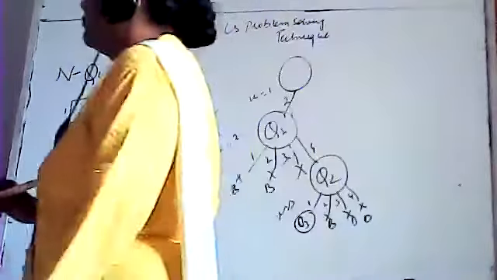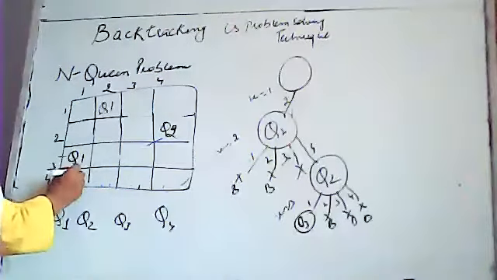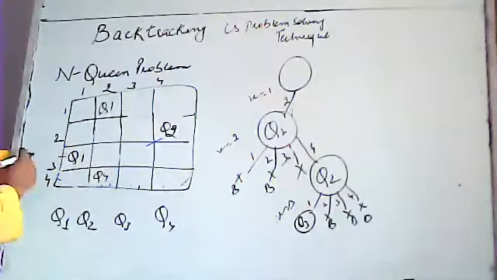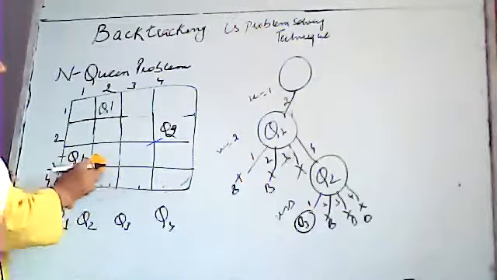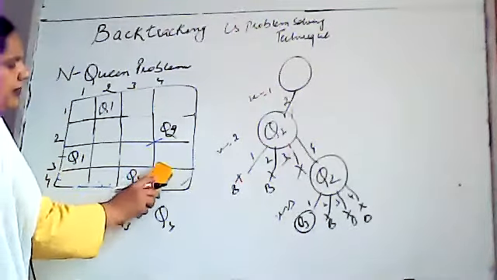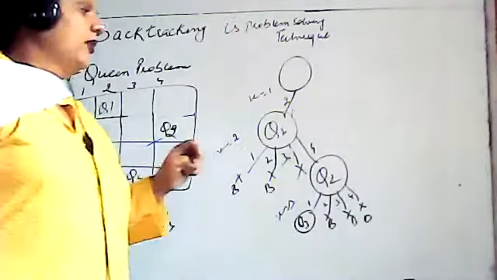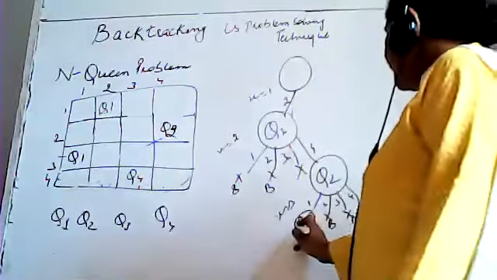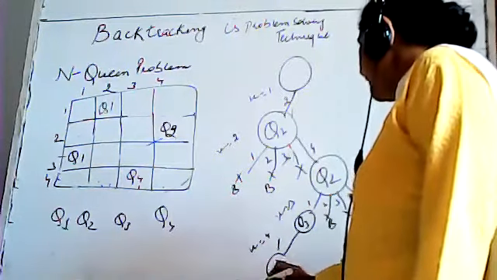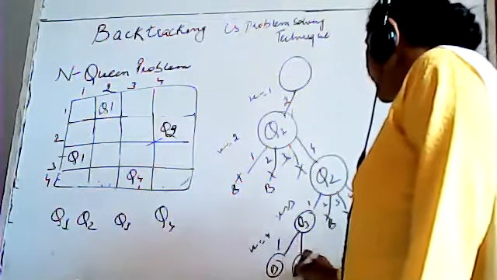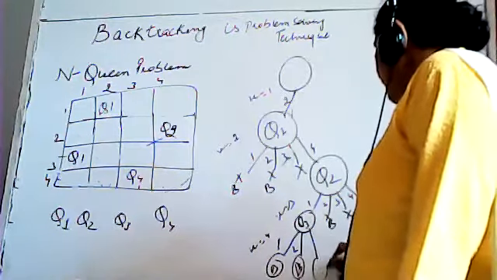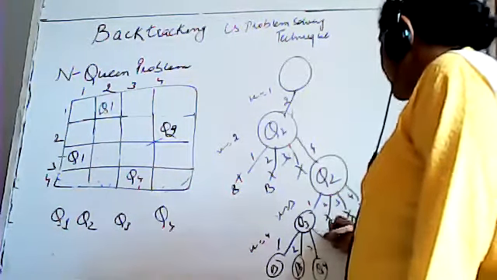Now, where to place the Q4? Third column. If I put Q4 here, they're in the same column. If I put Q4 here, they're again in the same column. But I will be able to place my Q4 in the third column. Fine. So let's do it. At first, x is equal to 4, I'll be stopped by bounding function. 2, again stopped by bounding function. 3, I'll be able to reach Q4. At 3, I will place my Q4.